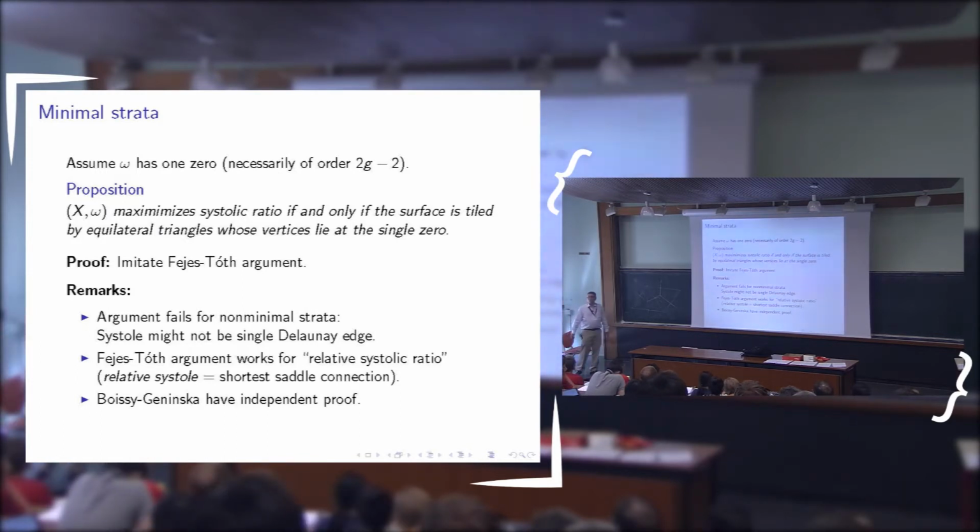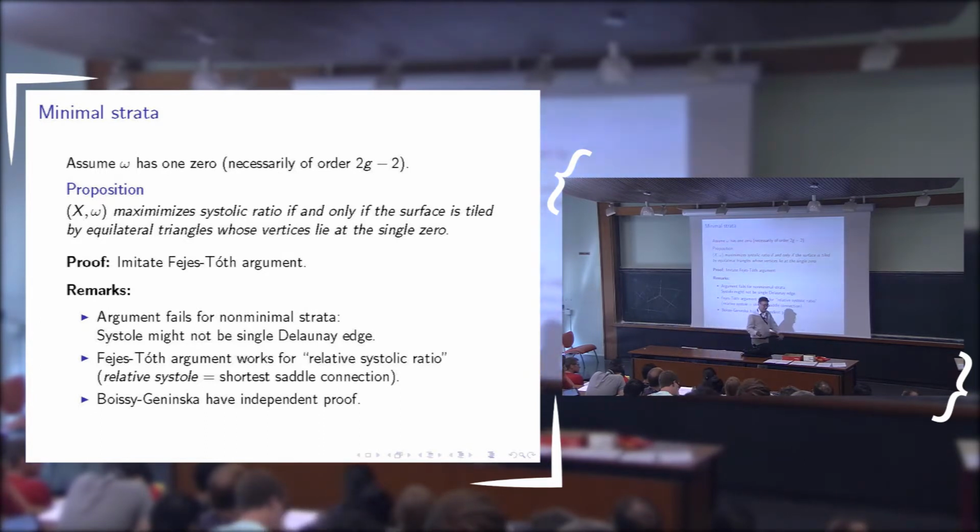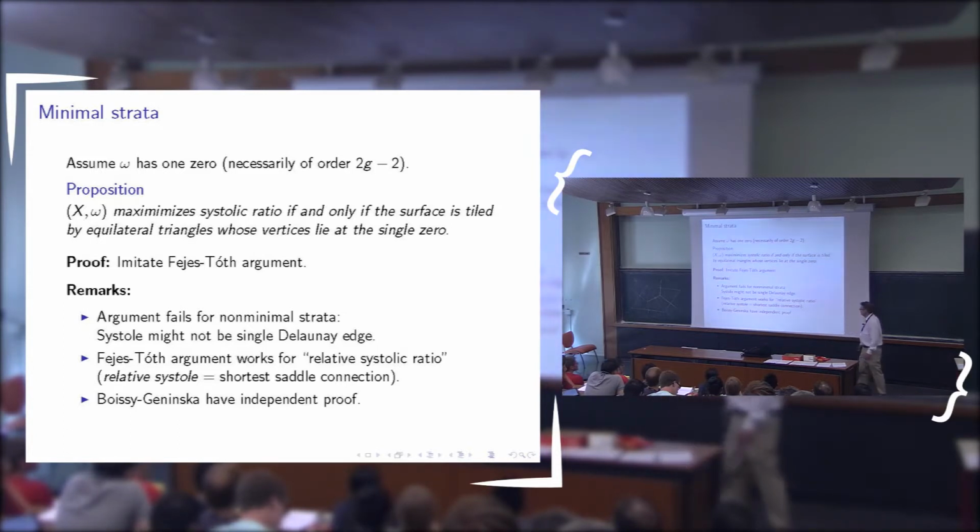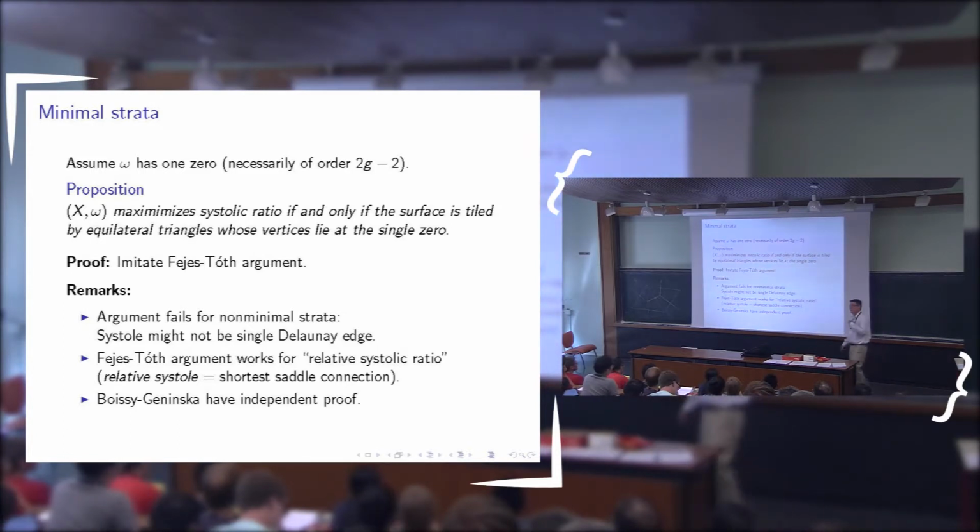Minimal strata. So we realized very quickly that for minimal strata, basically the Fejes Tóth argument works. Remember, a minimal stratum is one where you just have one zero of whatever multiplicity it has to have on a genus g surface.